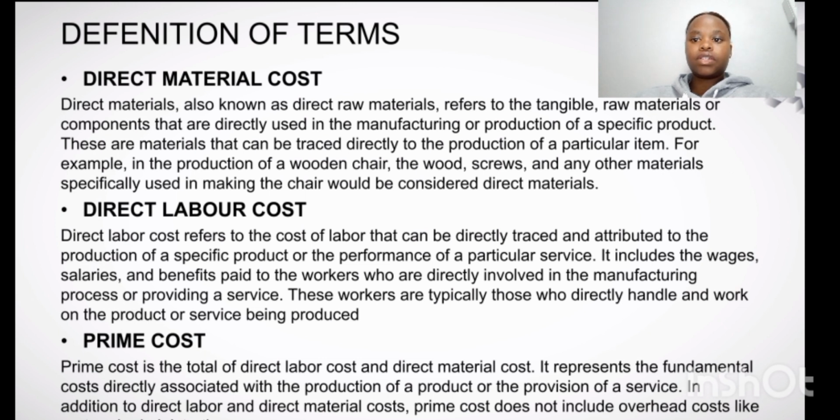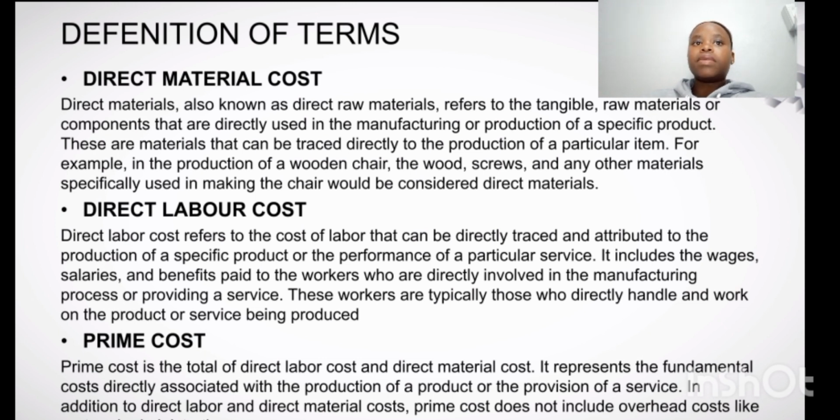So moving straight to the definitions. Direct material cost. Direct material cost is also known as the direct raw materials, so don't be confused. The direct material cost or direct labor cost are the components that are directly used in the manufacturing process. So let us say, for example, we are a manufacturing business. We are manufacturing tables. So the wood that we change into making it a table, that is our raw material. That is our direct material.